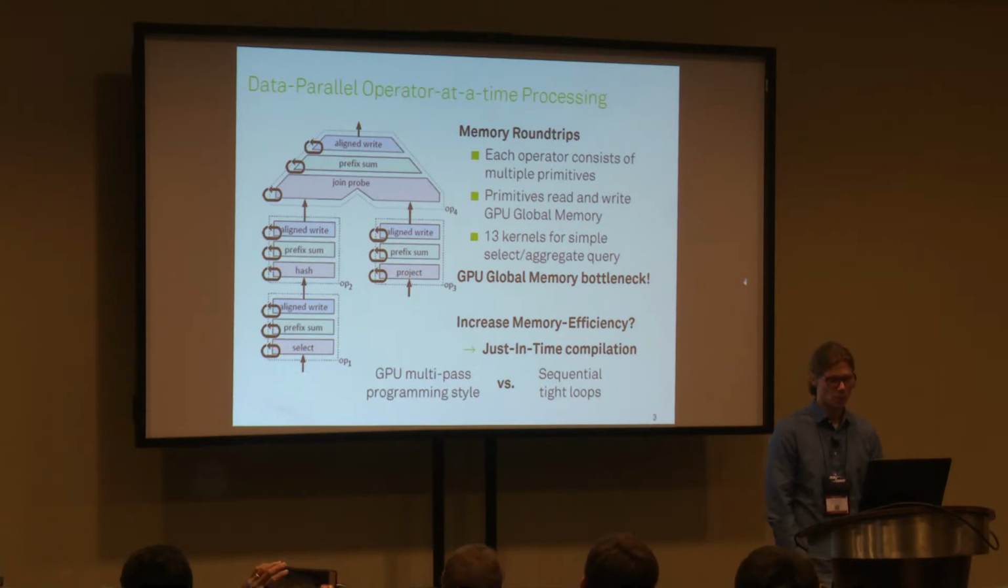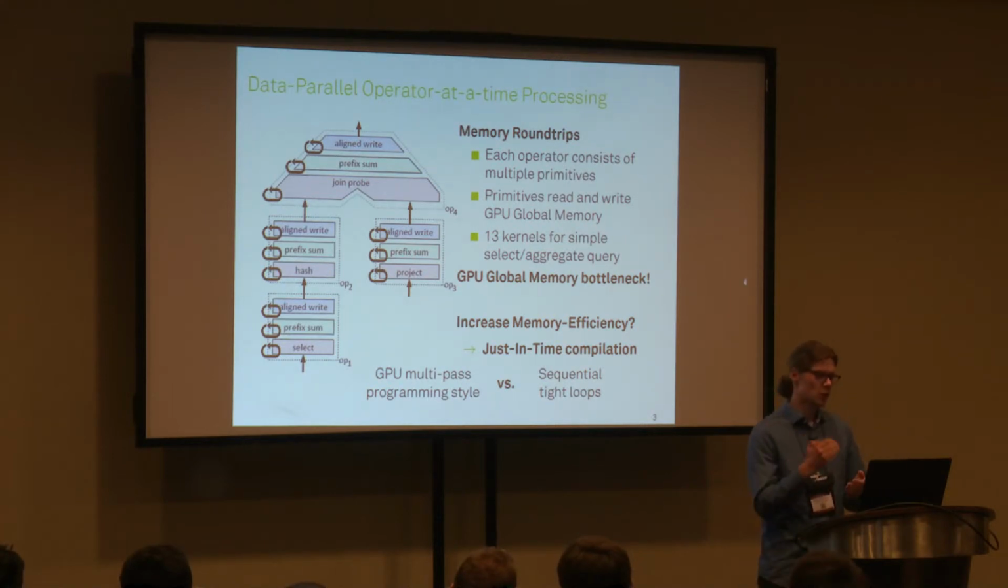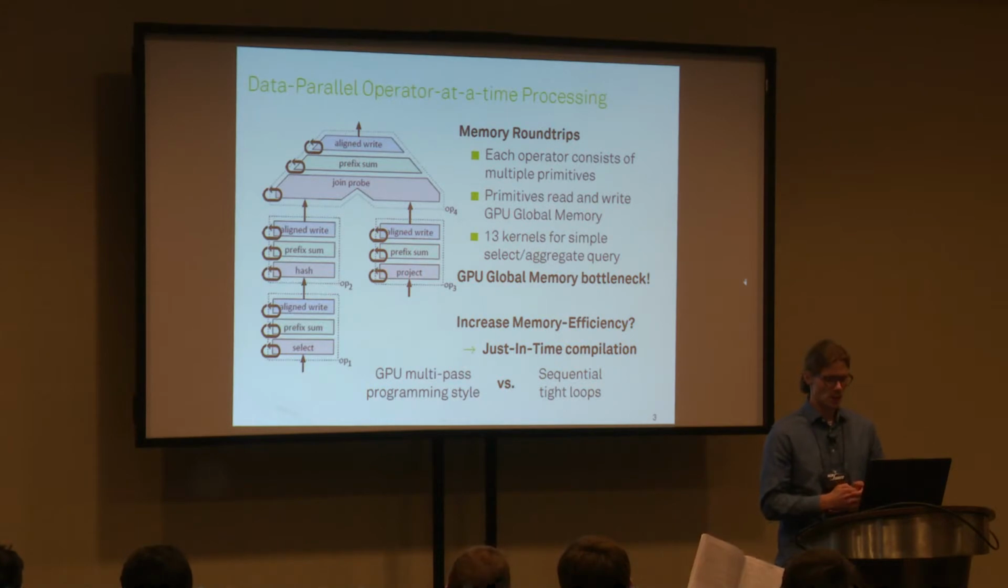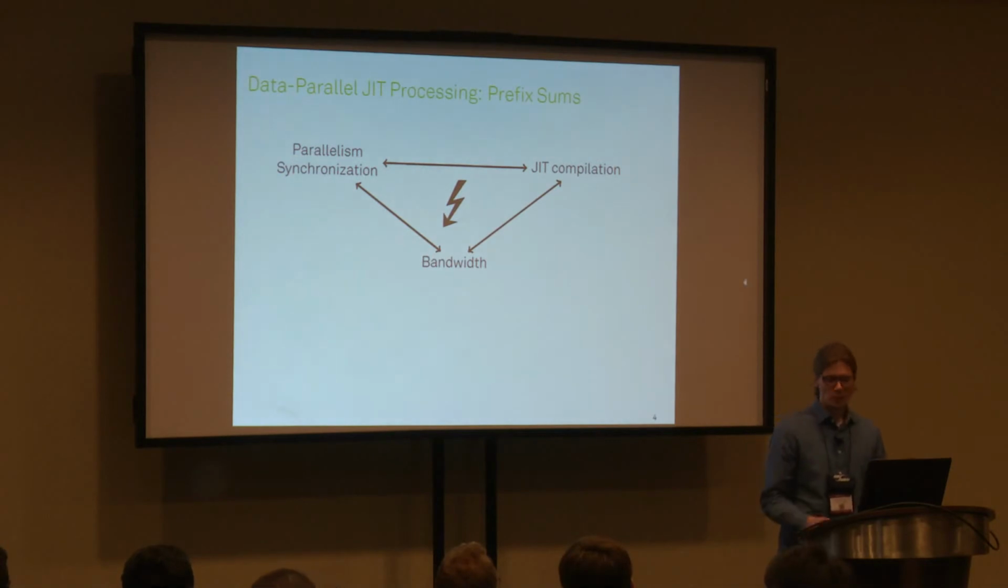A commonplace way to improve the memory efficiency is to use just-in-time compilation. But for GPU processing, the multipass processing style, which splits each operation into multiple steps, contradicts the sequential tight loop processing style that we see for just-in-time query compilation. This leaves us with a conflict. We would like to save bandwidth and use just-in-time compilation, but to use this fine-grained way of parallelism on the GPU, we need synchronization and have to do this traditional multipass processing.